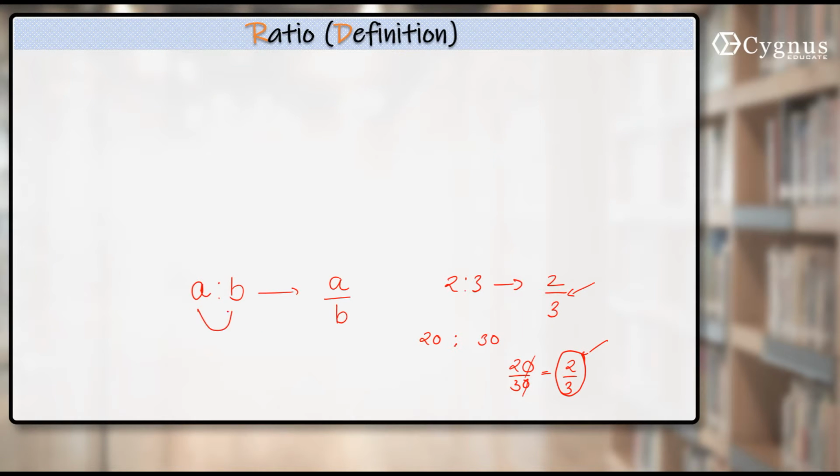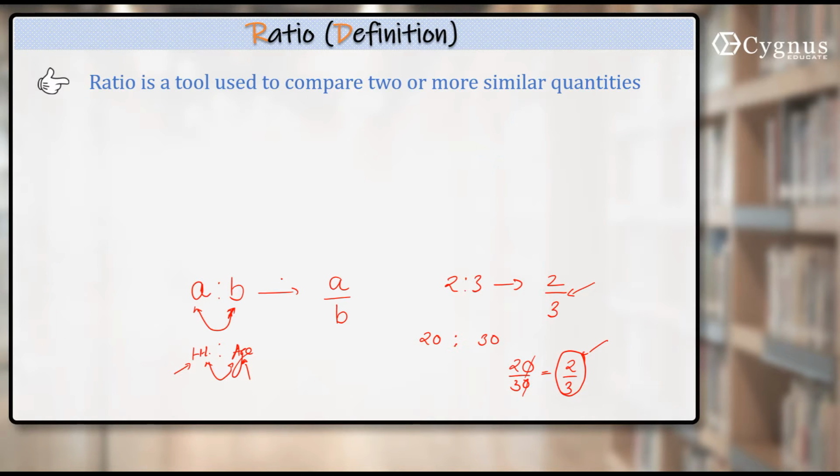So what does it mean? It's the comparison of quantities having similar units. Why am I saying similar units? The reason is you cannot compare my height with my age because both are different. Height would be in terms of inches or feet, and age would be in terms of years. So you cannot compare two different variables as far as ratio is concerned. So what is ratio? It's a tool used to compare two or more similar quantities. Fine. And ratios are generally expressed in their simplest form.